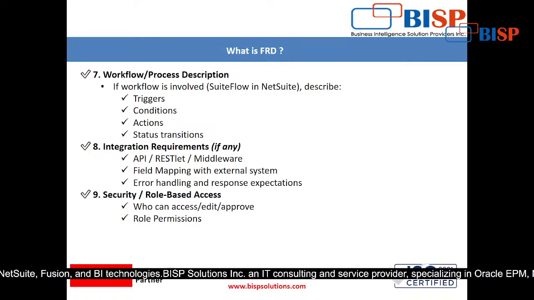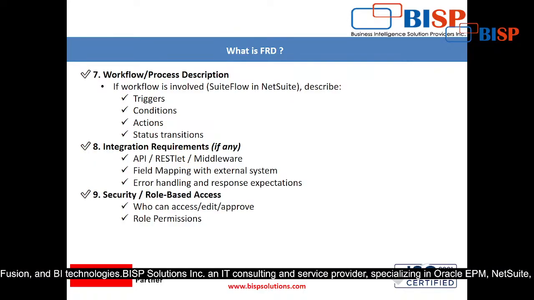Now field mapping with external system is done. Error handling and response system, okay, that is fine. Now security and role based access. In this system you will see security and role based access: who can access, edit, approve. This thing is also given by the client himself, because we never know which person is important in their company, right? So they will give you the list of all the persons, all the employees with their importance. That means what role they are playing.